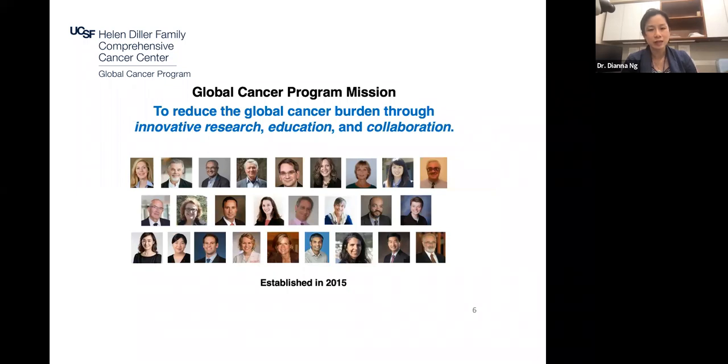I really take the mission statement of the Global Cancer Program to heart, and it really focuses on 3 pillars: innovative research, education, and collaboration. And we use all of these three pillars to address different gaps in cancer care.